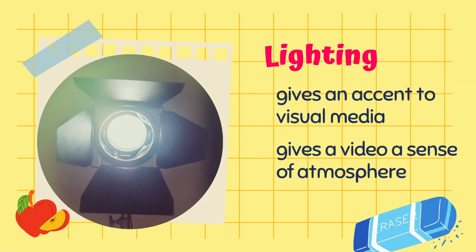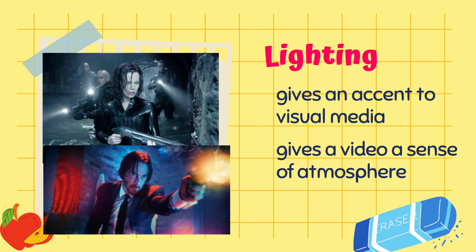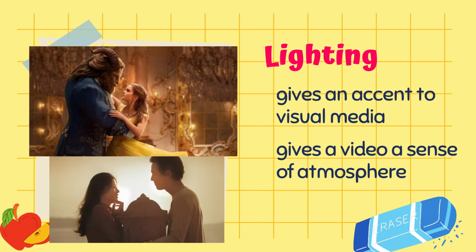Another technical code is lighting, which is a code that gives an accent to visual media. Lights give a video a sense of atmosphere. So here are some examples of lighting for some action films and romantic films.